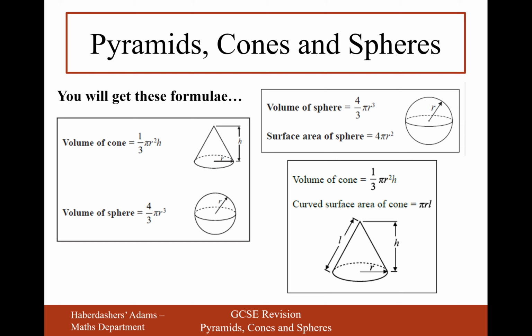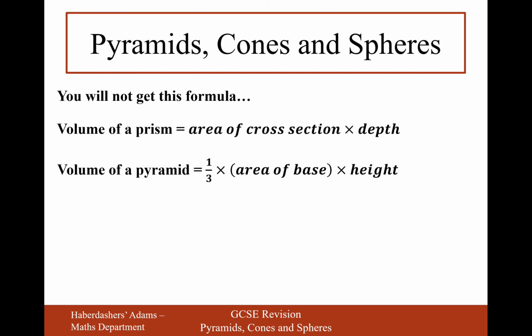Okay, so what won't you get in the exam, that's important for you to now remember, is these two formulas here. Volume of a prism is the area of the cross-section times the depth. What does that mean? Well, if you've got a shape like a Toblerone, then what I mean by the area of the cross-section is this area here, and then you just multiply it by the depth of the shape.